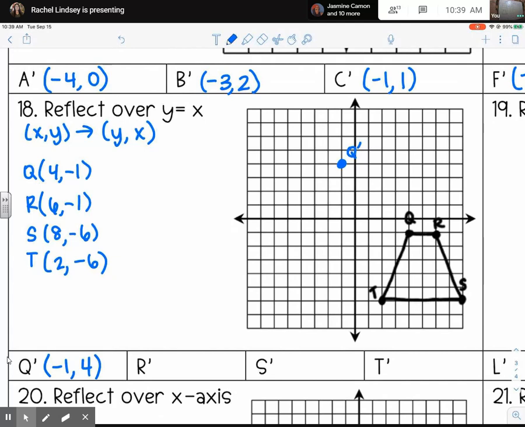Where's R prime? Where's S prime? Negative 6, 2. T is at negative 8, negative 2. And make sure you're putting your coordinates in the correct blanks down at the bottom, because if you mix them up, they get marked wrong.